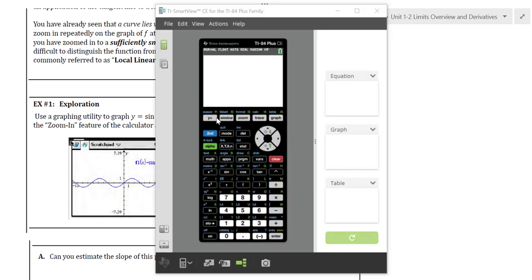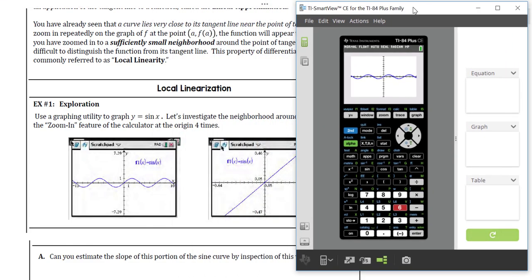So here I have my calculator pulled up. I'm going to come in here and plug in sine of x. Remember, we want to see it in radians. So let's go to mode and check. Great, we're in radians. Now if I click on graph, let's do a zoom 6. There we go. Getting a little bit more standard.